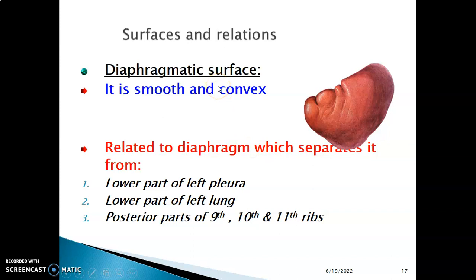The spleen, just like the liver, has a diaphragmatic surface and a visceral surface. The diaphragmatic surface is usually smooth and convex. It's called the diaphragmatic surface because it's related to the diaphragm. The diaphragm separates the spleen from the part of the left pleura containing the left lung, and also separates the spleen from the 9th to 11th left ribs. So that's the diaphragmatic surface of the spleen.